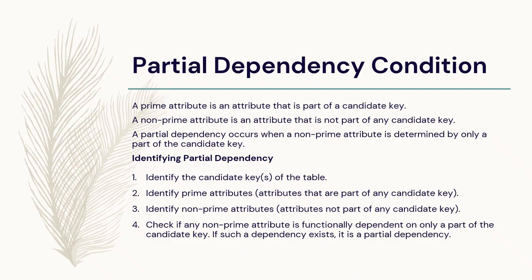Now, how to identify partial dependency? First, we need to identify the candidate key of the table. Second, we have to identify the prime attributes. Next, third one, we have to identify the non-prime attributes. And last, we need to check if any non-prime attribute is functionally dependent on only a part of the candidate key. If such a dependency exists, it is a partial dependency.